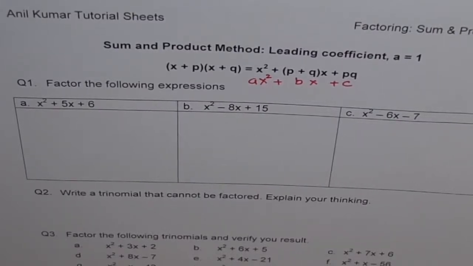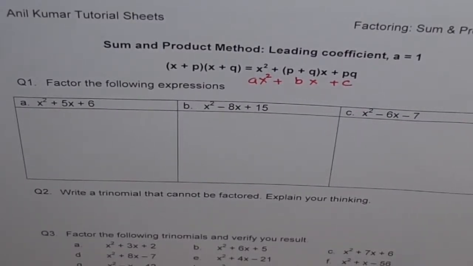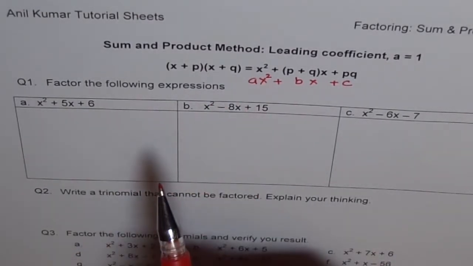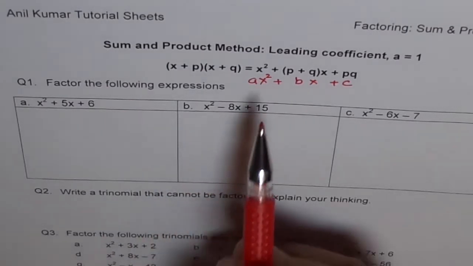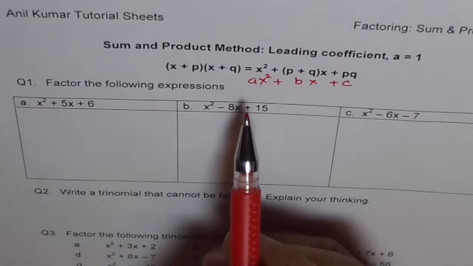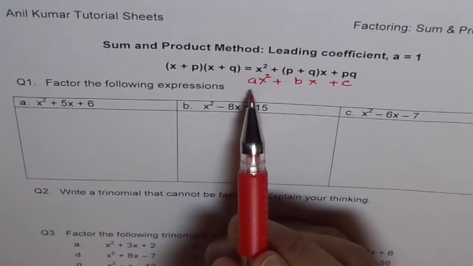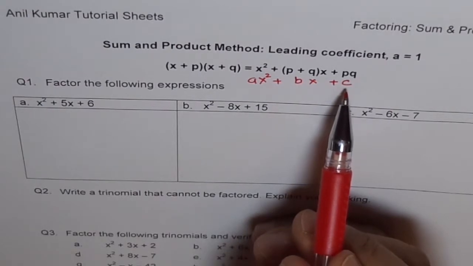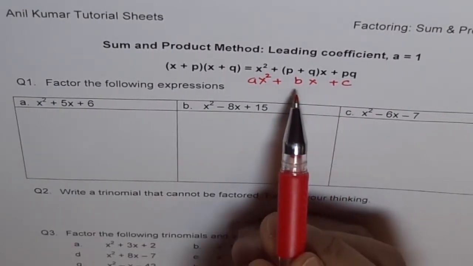Hello, this is a tutorial sheet to give you practice on using the sum and product method to factor quadratic equations where the leading coefficient a is 1. You'll recall the quadratic equation is like ax squared plus bx plus c. So we are trying to find two numbers whose product is c and whose sum is b.